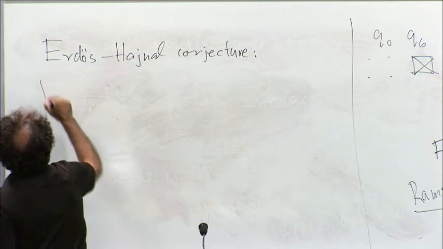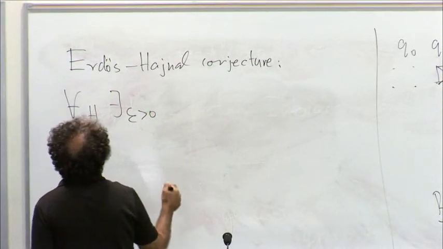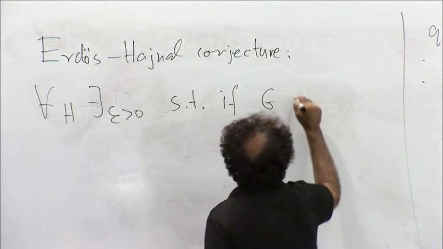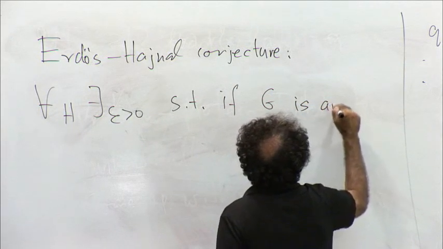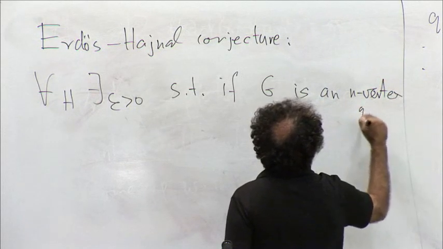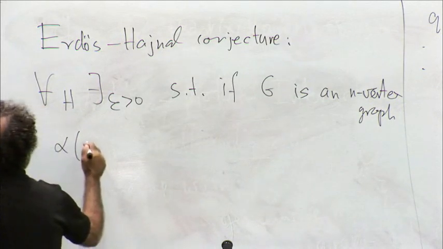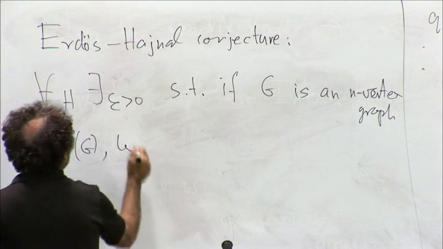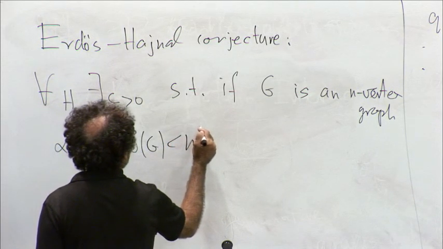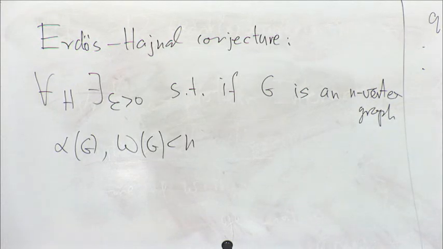So here it is. For every fixed h, there exists an epsilon positive such that if G is an n-vertex graph, so n is large, and its independence number, so the largest independent set, and its clique number are less than n to the epsilon. Sorry, I got it wrong.